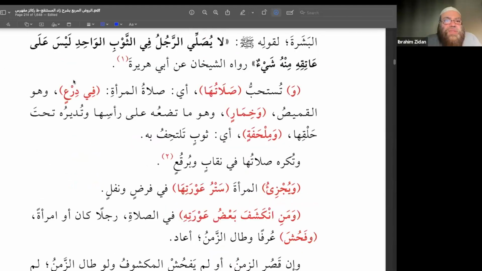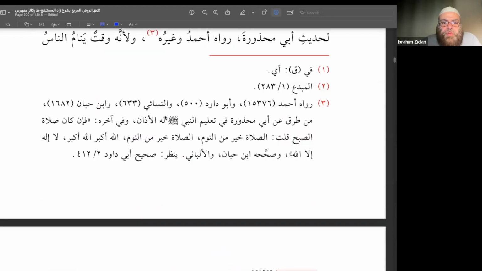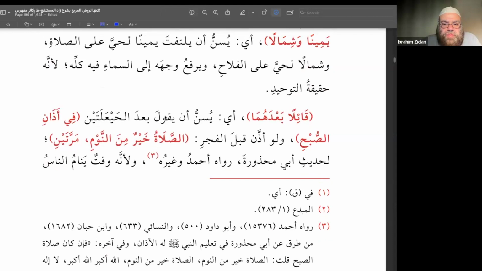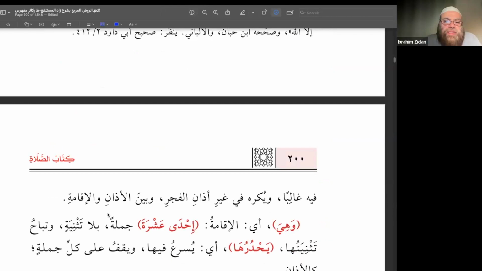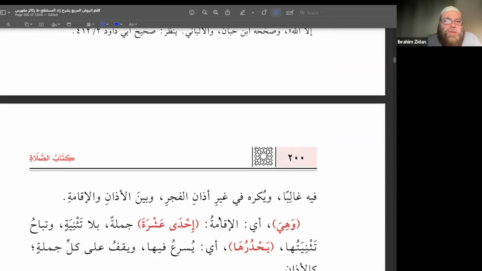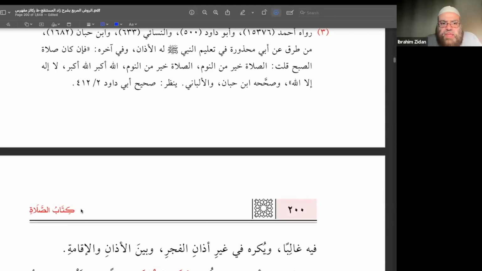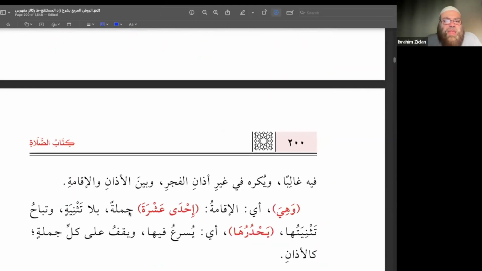Page 200. I'm not understanding the sentence وبين الأذان والإقامة. Here with regards to الصلاة خير من النوم في أذان الصبح، ويكره في غير أذان الفجر وبين الأذان والإقامة. That means it's makruh to say الصلاة خير من النوم in other than أذان الفجر and between the أذان and the إقامة, because this is a word of the أذان. So even though the word has a meaning to it, الصلاة is better than sleep, it's not to be used in other times except for the أذان.